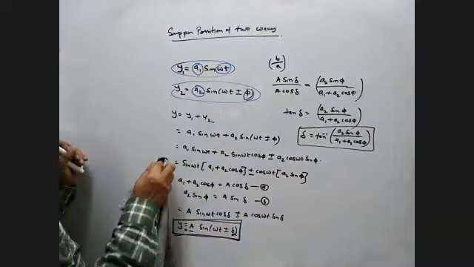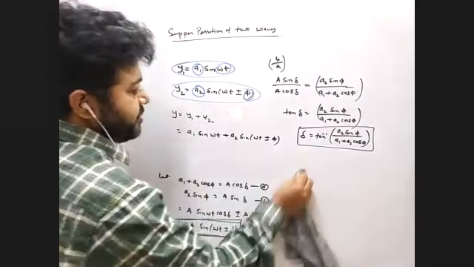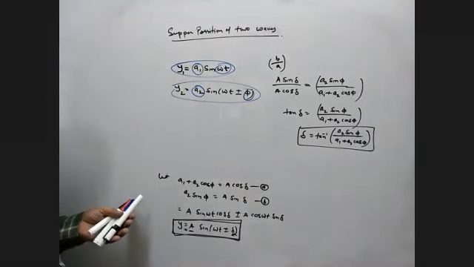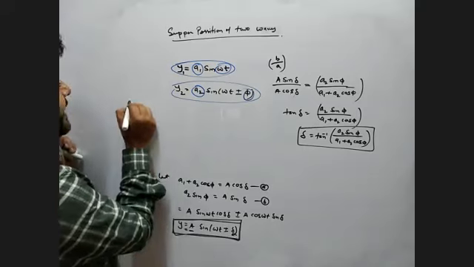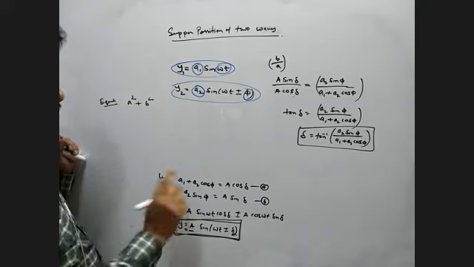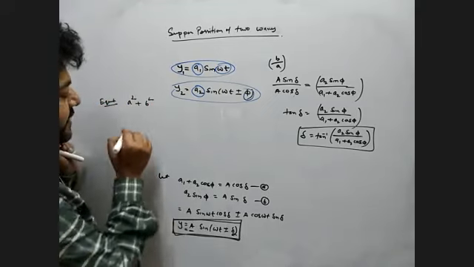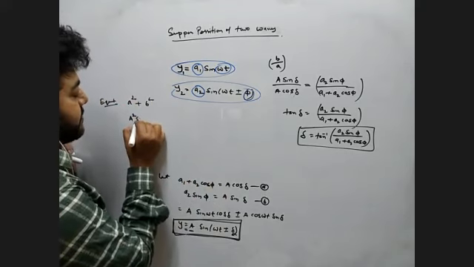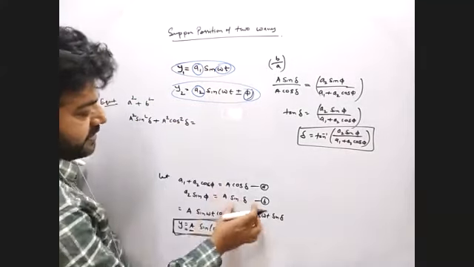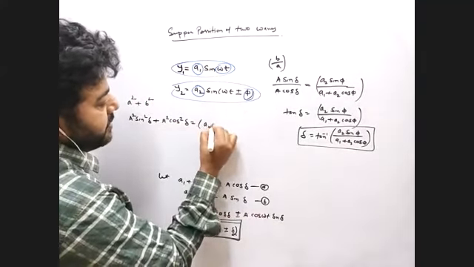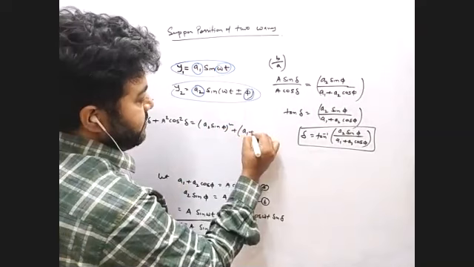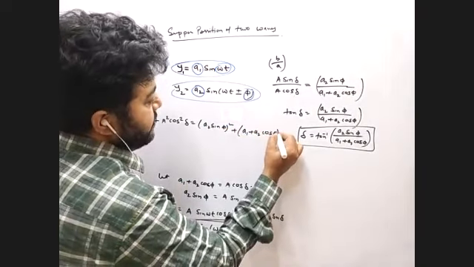My next aim is to find out A, which is very, very important. If you have two waves, how do you find out the resultant amplitude? For that, square and add equations A and B. If we square and add, what happens? A square sine square del plus A square cos square del equals A2 sin phi whole square plus A1 plus A2 cos phi whole square.